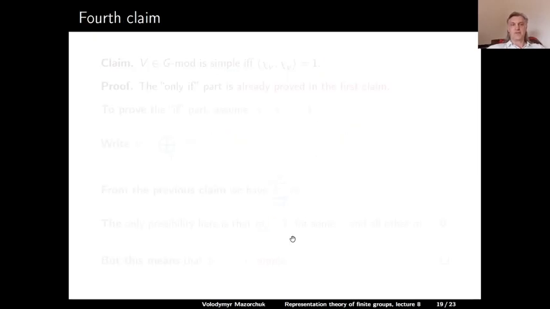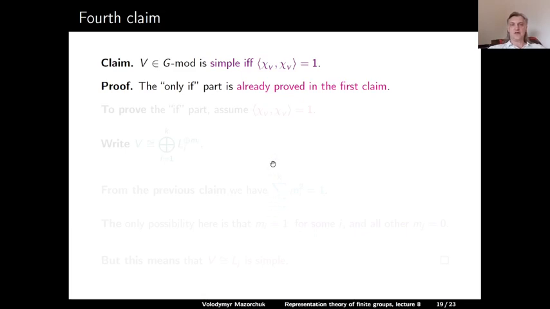Fourth claim. A module V is simple if and only if its character has length 1. So the only if part is already proved in the first claim. So let us prove the if part. So assume that the length of the character of V is 1. So let us use the Maschke theorem.